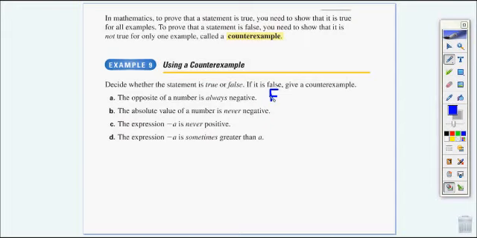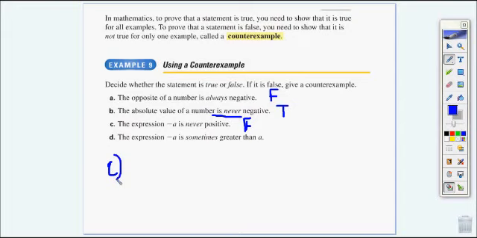The absolute value of a number is never negative. That would be true. We said absolute value is always positive. They tried to confuse you a little bit there with the words that they're using. The next one, the expression negative A is never positive. That never is a pretty big word. That is going to be false, and I'm going to show you an example of that.